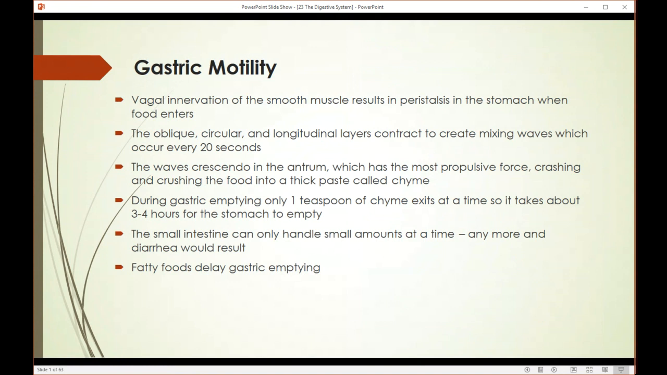During our gastric emptying, only about 1 teaspoon of chyme exits at a time, so it takes about 3 to 4 hours for the stomach to fully empty. The small intestine can only handle small amounts at a time. Any more, and diarrhea would result. And fatty foods are going to delay the gastric emptying. So if you eat something with a little bit of fat in it, it keeps you fuller longer.